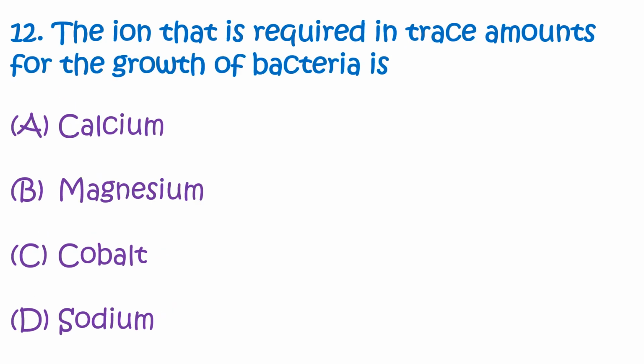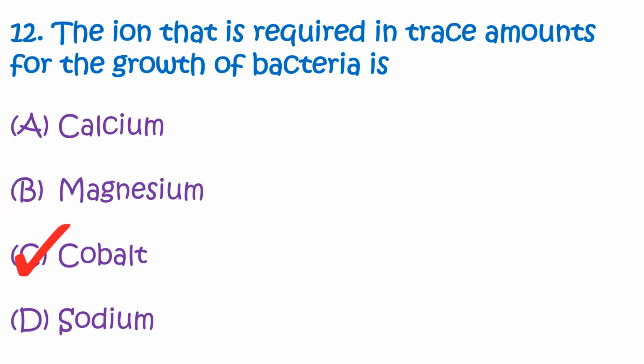Question number 12. The ion that is required in trace amounts for the growth of bacteria is, options are option A calcium, option B magnesium, option C cobalt, option D sodium. And the correct answer is option C cobalt.